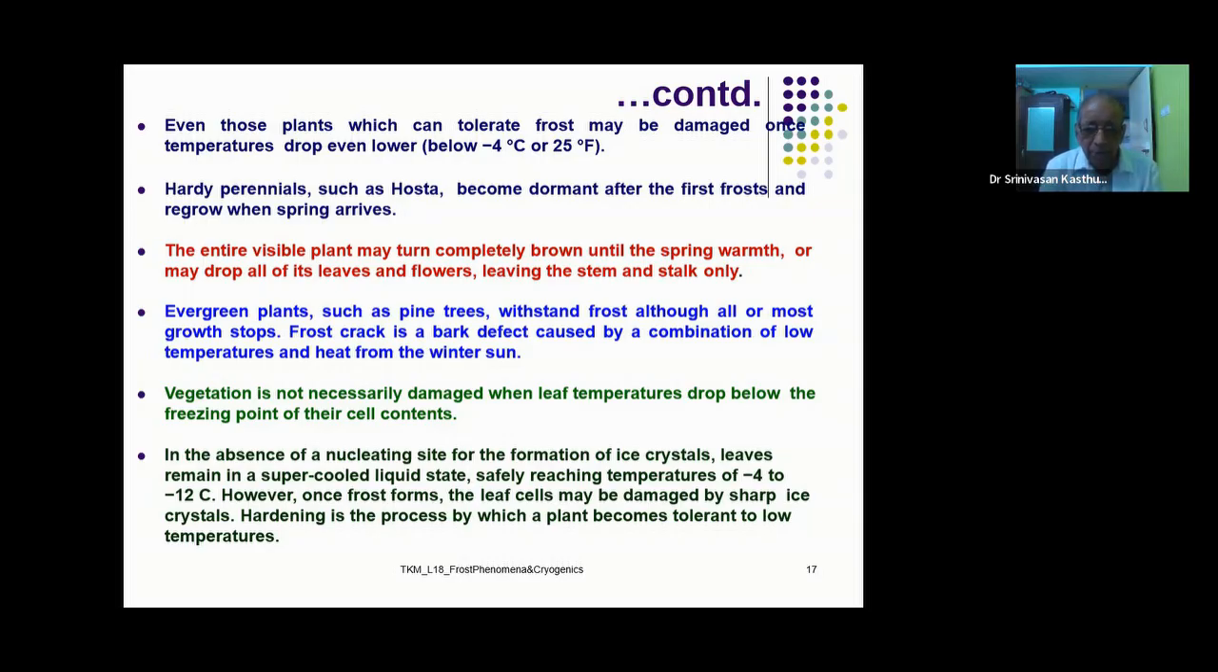Hardening is the process by which the plants can become tolerant to low temperature. So it becomes really hard. Okay, the plant stem, etc., become very hard by the process of low temperatures. Once the temperature is low, then it becomes very hard.